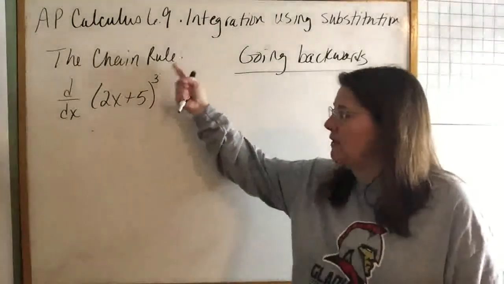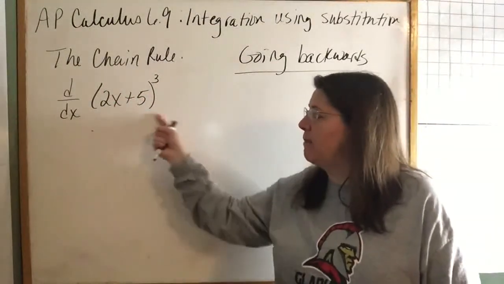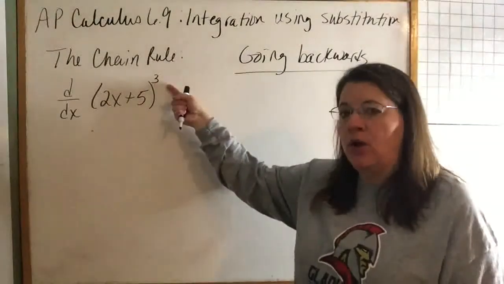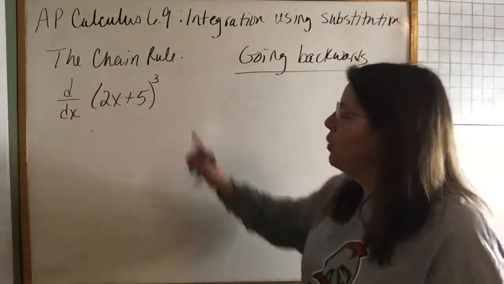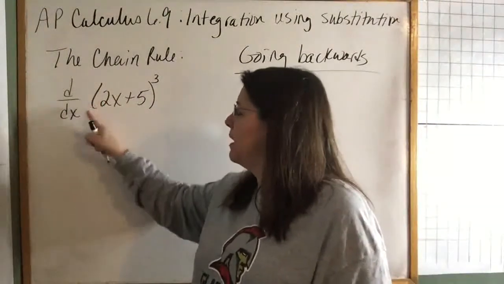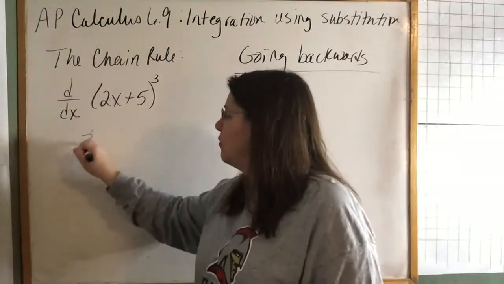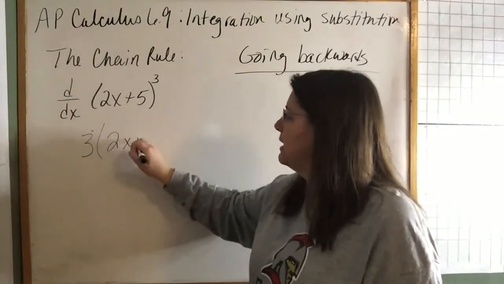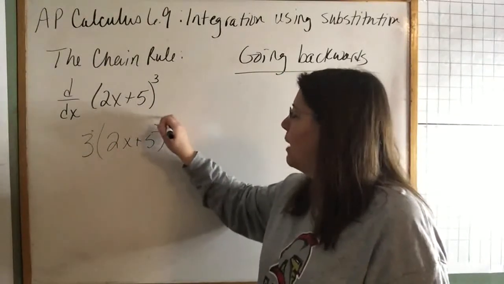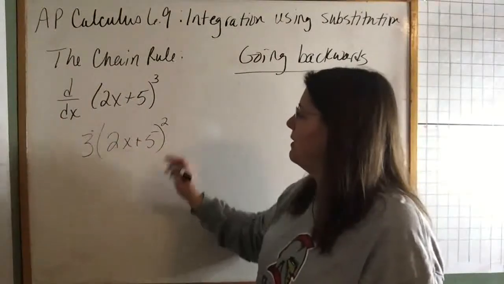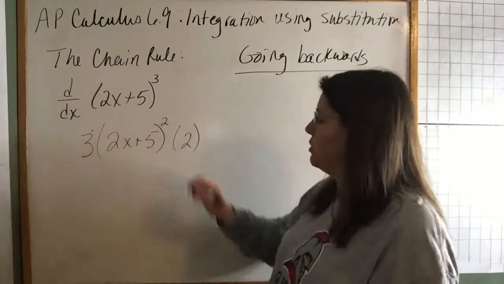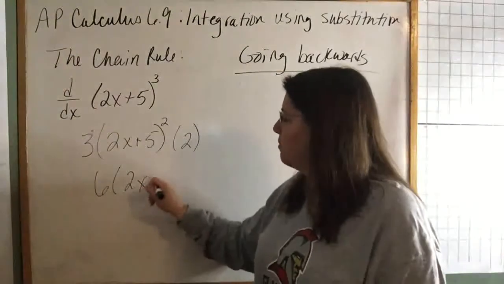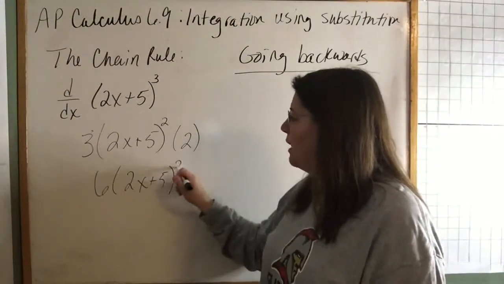Remember the chain rule. If I ask you to take the derivative of something where you've got an expression inside parentheses to a power, remember when we did the chain rule, we took the 3 multiplied by the number in front. So 1 times 3 is 3. Then we keep what's inside, decrease the power by 1, and then we take the derivative of the inside part, which is a 2. So we end up with 6 times (2x plus 5) squared.